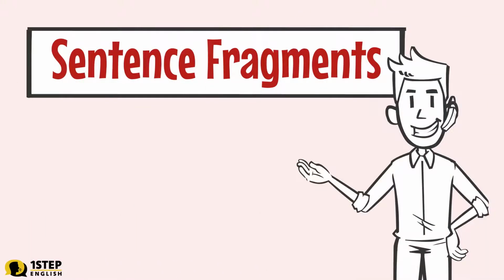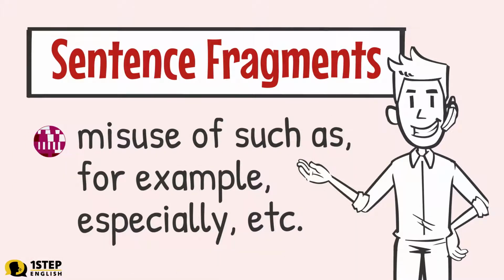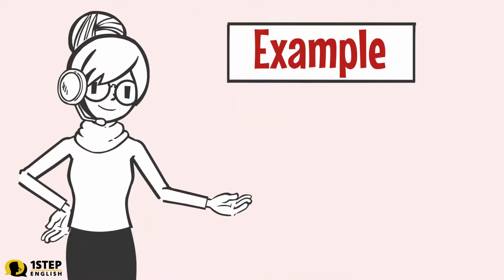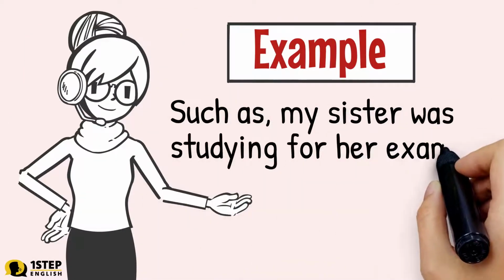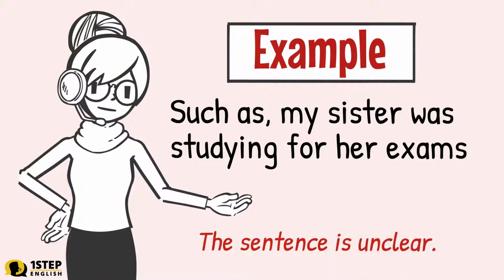You may identify a sentence fragment with the following. A sentence fragment may misuse such as, for example, especially, etc. For example, such as, my sister was studying for her exams. This sentence is unclear.